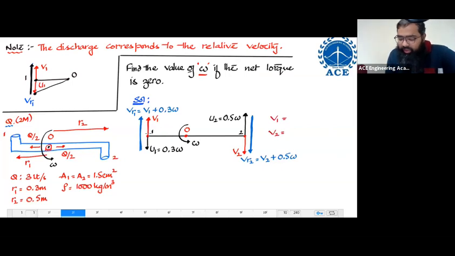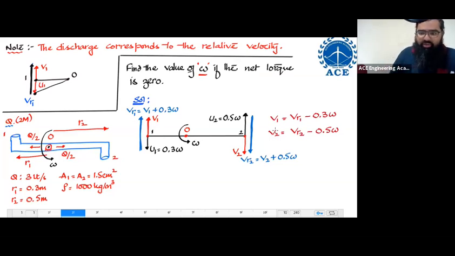Now look over here. If VR1 is equal to V1 plus 0.3 omega, then V1 will be equal to how much? VR1 minus 0.3 omega. Similarly, over here you observe, if VR2 is equal to V2 plus 0.5 omega, V2 will be equal to how much? It will be equal to VR2 minus 0.5 omega. This is the value you're going to have. So V1 and V2 are known over here. Okay, fine. First part is finished.